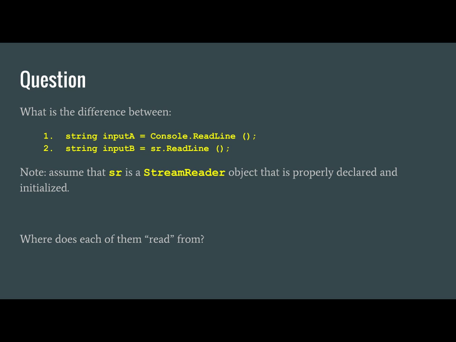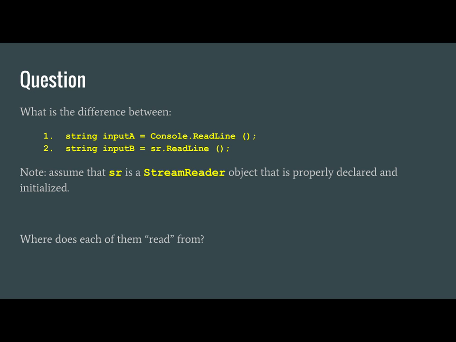Is one dealing with a file? Excuse me? And then string input B dealing with a file? Yes. What do you think? Oh yeah, like the string input B, it gets its input from a file, and the Console.ReadLine we get it from user input or from memory.